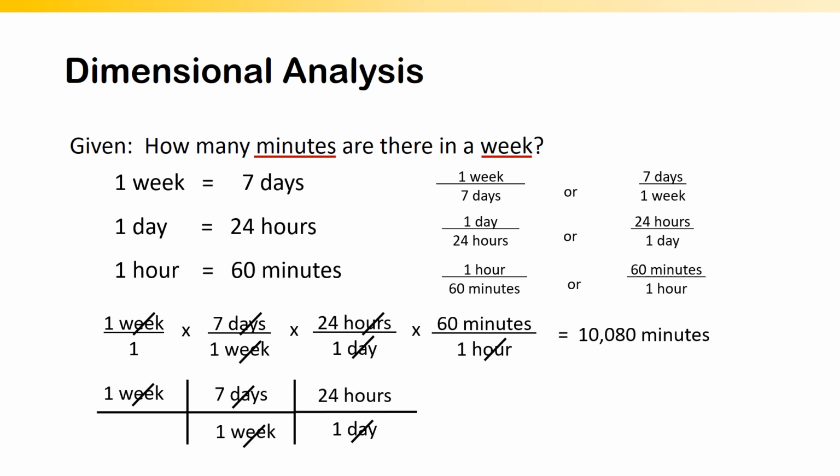And then we're going to add another column, and we're going to fill it in with our last conversion factor. And we can cross out repeating units here as well, which will be hours. And we're left with the units of minutes, which is what we want. And now we do the math, and we can see that the answer is going to be 10,080 minutes.